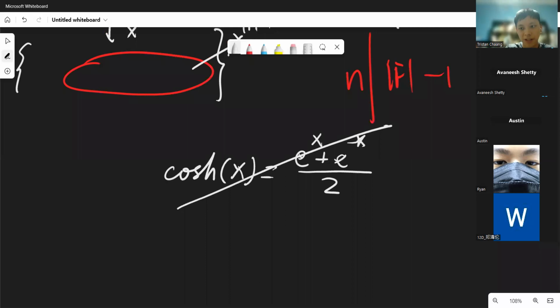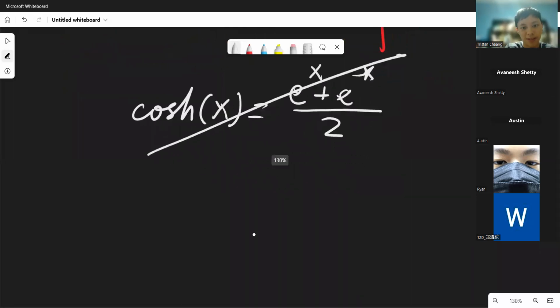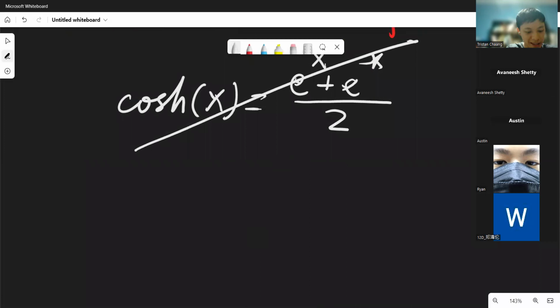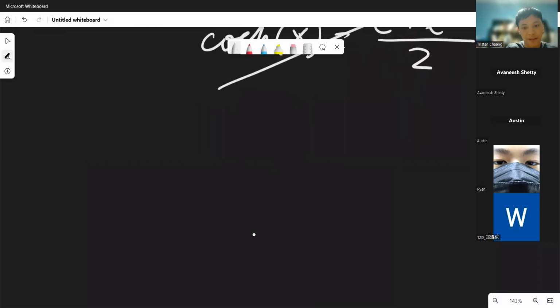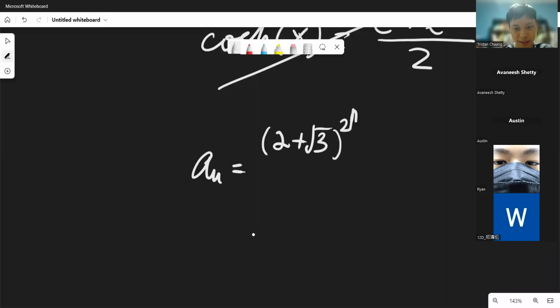So that's an exercise by itself. That's the theory of recursion. That's not our topic today. That's more of an algebra topic. So assume we have the form given: (2 plus square root 3) to the power of 2^n plus (2 minus square root 3) to the power of 2^n.